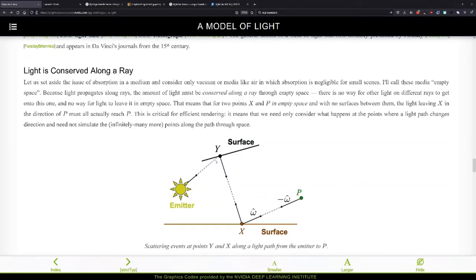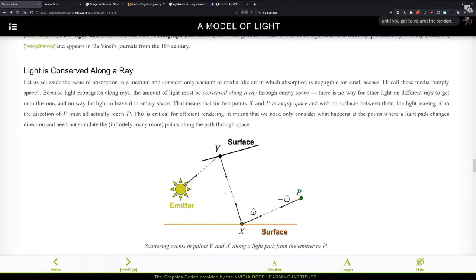Okay. So, because we assume air is empty for purposes of a basic rendering situation, we can look at only the 2 points on the surfaces that the light ray interacts with. And we don't have to worry about what happens in the middle because we assume all the light travels from one point to the other. And we don't have to think about or simulate all the points in the middle.